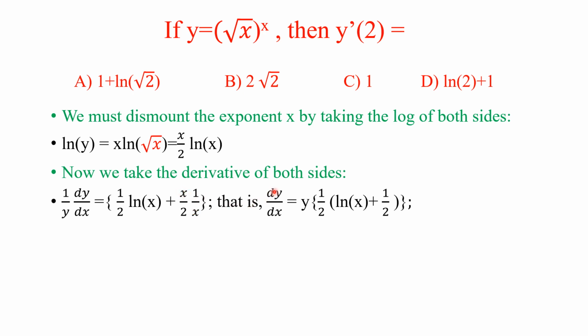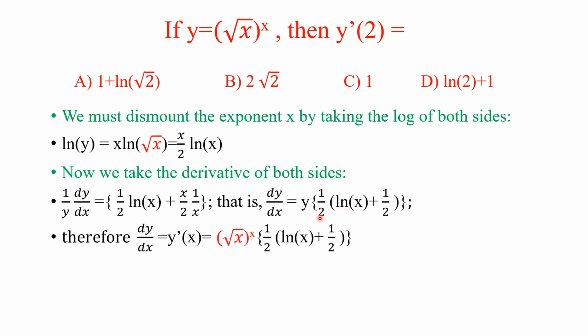That is, dy by dx will be equal to y, because we have to multiply y by whatever is in between these curly brackets. So we multiply y. So we have y, and then this is the inside values, which is half of ln x plus half. Where is the half coming from? Because x cancels x and we have plus half.